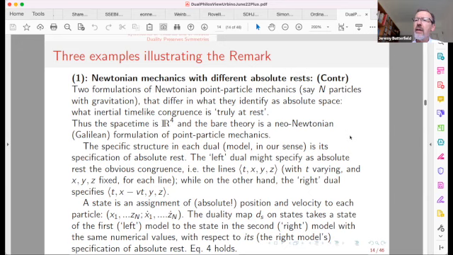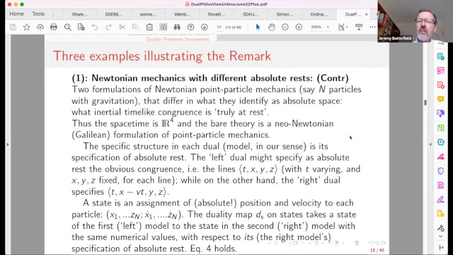Clearly, you can imagine two people who make different specifications of absolute rest. So I'm thinking of them on the left and right, and they differ by a velocity boost. So in terms of the duality maps, a state is in fact an assignment of positions and velocities to each particle. And the duality map on states will take a state on the left dual to a state on the right dual. Now, here, this philosopher's constant preoccupation with what is same and what is different becomes vivid again.